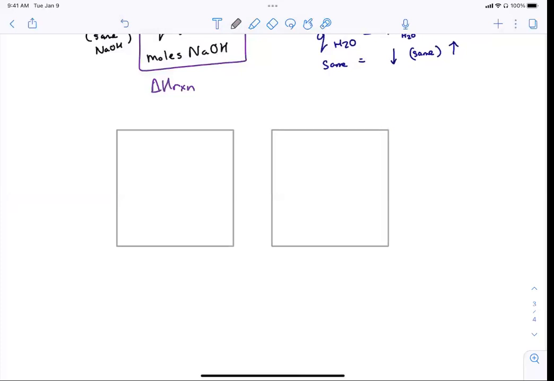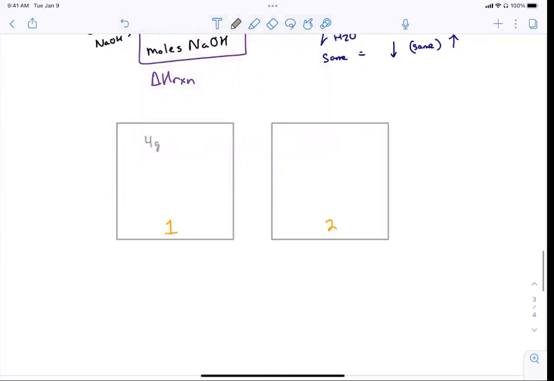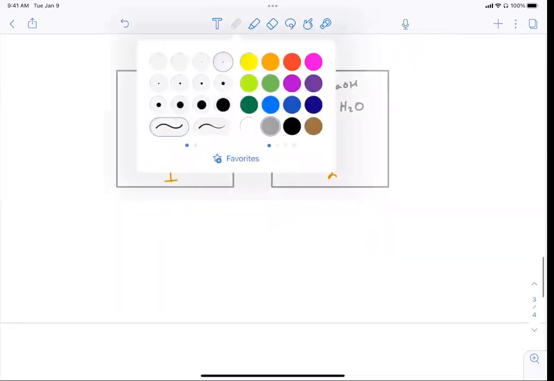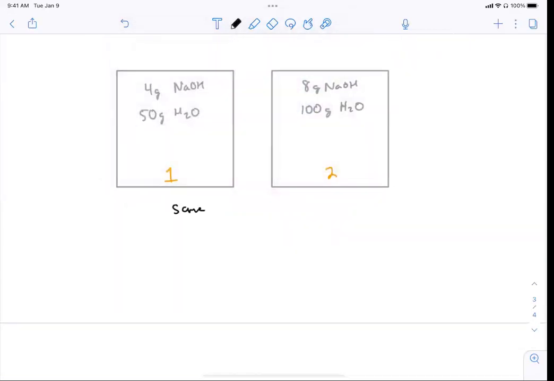Okay, so let's say we have 1 and 2 here. But now let's change up our values. It's going to be about the same as what we just did. Okay, 4 grams of NaOH. This is what Nora and Marina were asking earlier, versus 8 grams of NaOH here. And let's say we have 50 grams of water and 100 grams of water here. Okay, so a different set of scenarios. You have to think about what's the same and what's different here. Okay. What's the same?